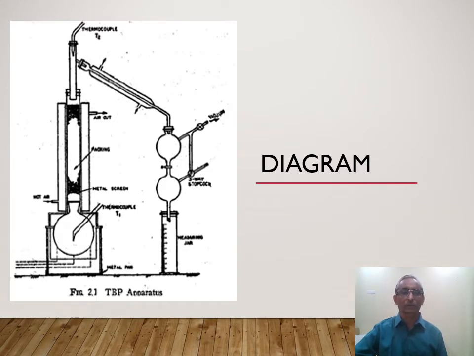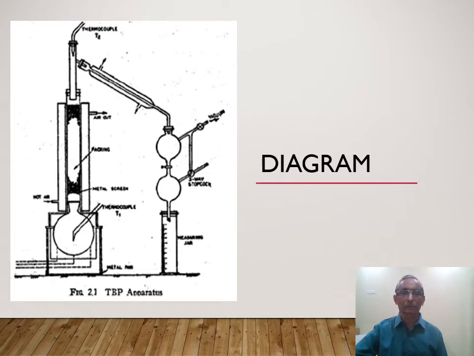So this particular TBP apparatus consists of this flask, equipped with or connected with the packed bed column and condenser. This condenser is where whatever vapors are coming, they are going to be cooled.